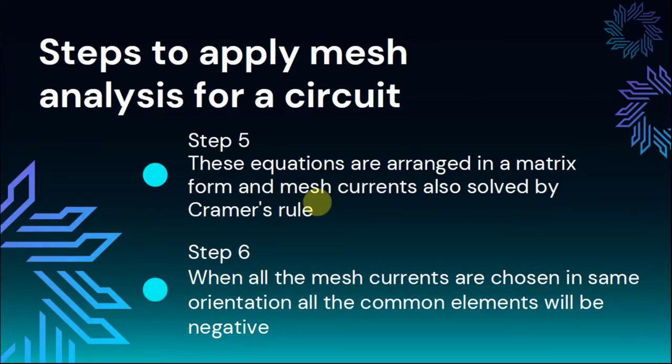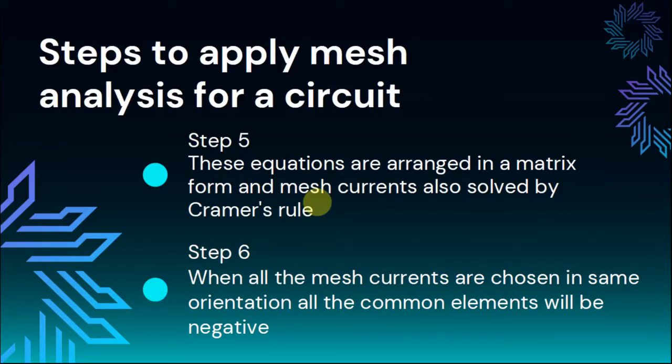You will solve the simultaneous equations to find I1, I2, I3, the mesh currents. All these equations can be arranged in matrix form and solved to find the values of I1, I2, and I3. You can use Cramer's rule to determine the mesh current values. And step 6 is for when all the mesh currents are chosen in the same orientation.